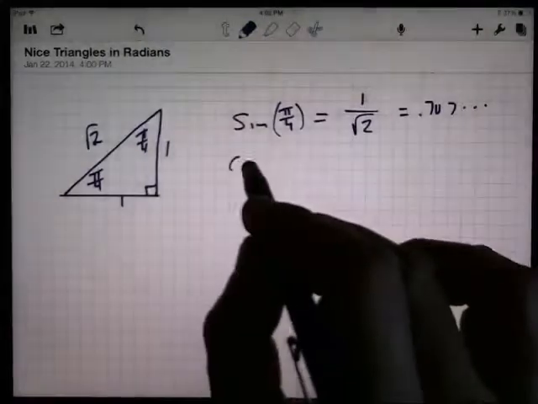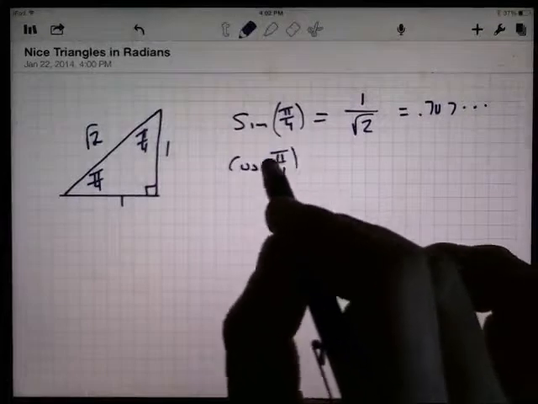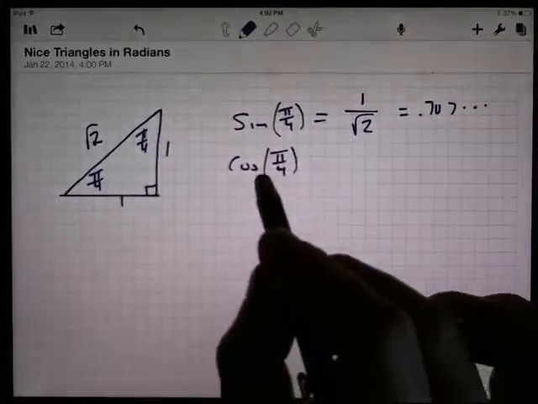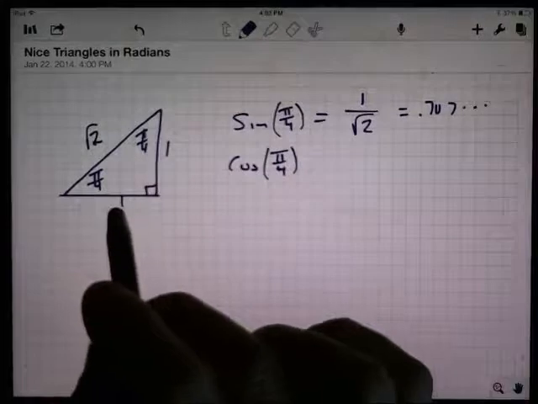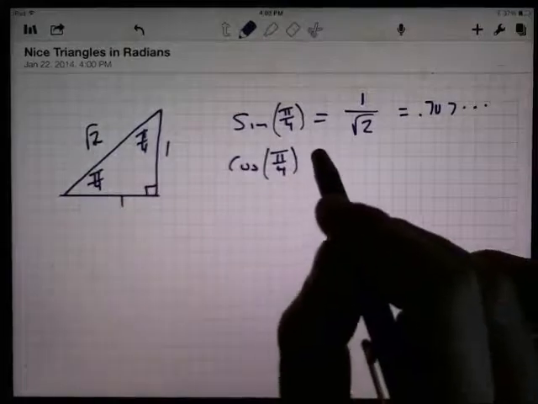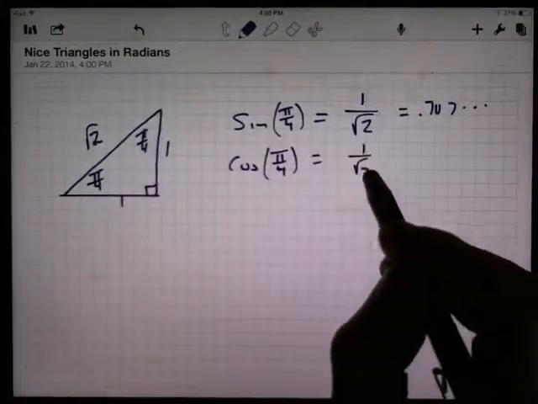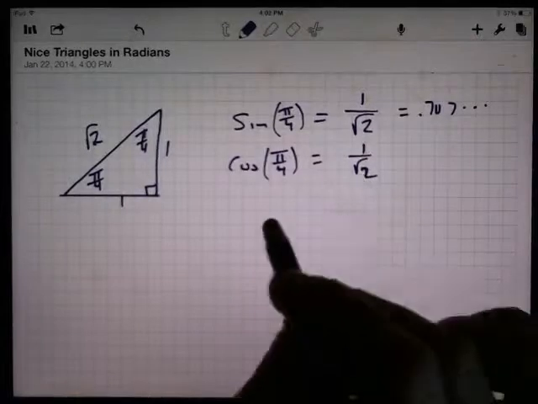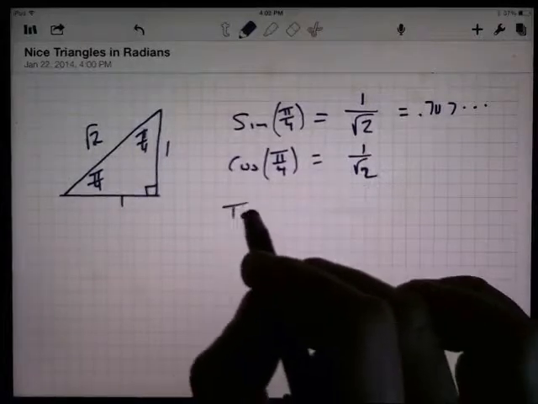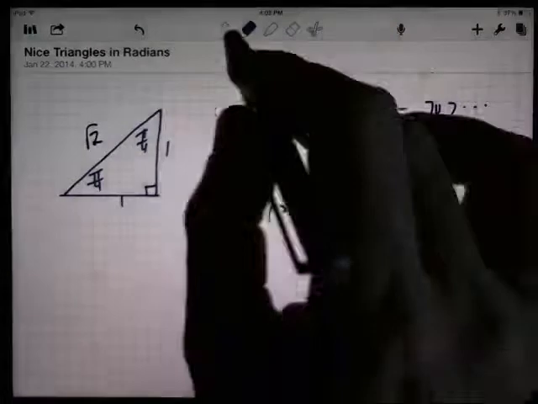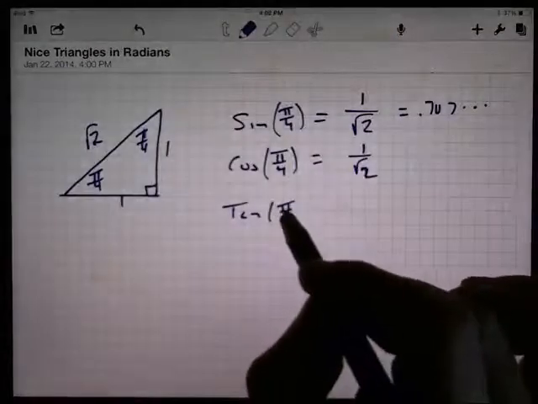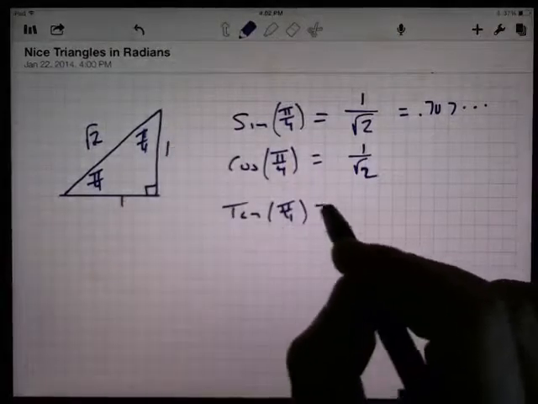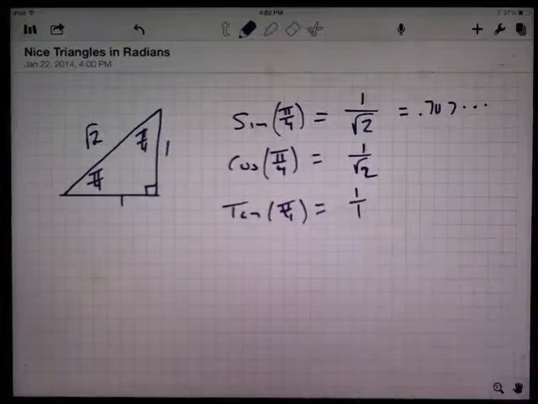But what's the cosine of pi over 4? Your calculator in radian mode would calculate the sine and cosine of pi over 4, but I can see it's the adjacent over the hypotenuse, which is 1 over the square root of 2. This is the same as what we were doing with 45 degrees. What's the tangent of pi over 4? Well, it's the opposite over the adjacent, which is 1 over 1.